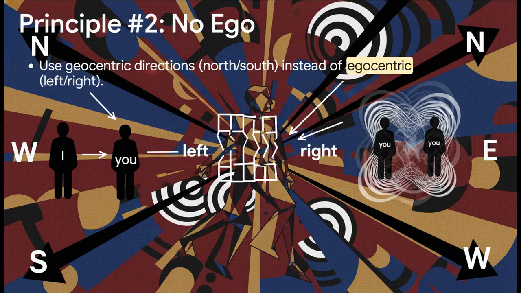Next up, we decenter the self. So instead of using egocentric directions like to the left of me, we'd use fixed geocentric directions like to the north, which forces you to always be aware of your place in a larger system. Same goes for pronouns. We'd get rid of the simple I and you and replace them with a whole spectrum of words that can describe shared or even merged conscious spaces.